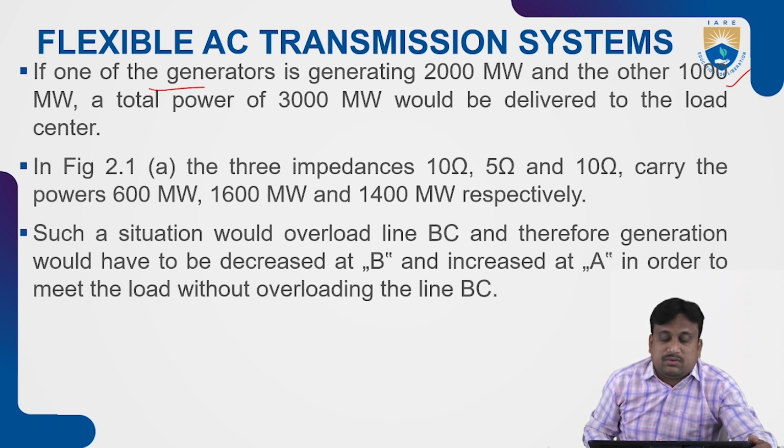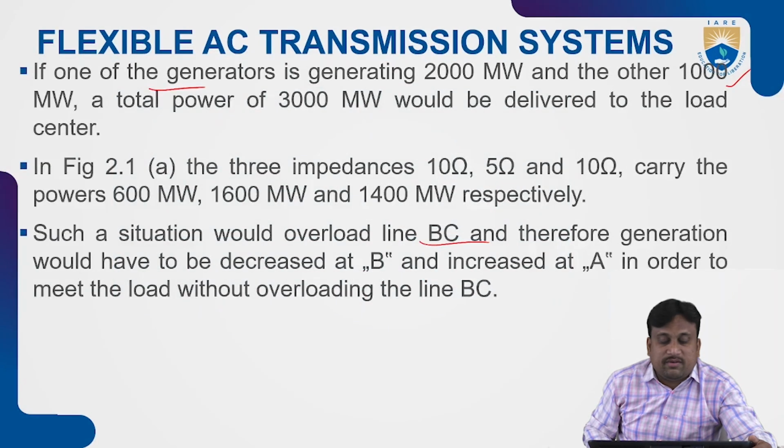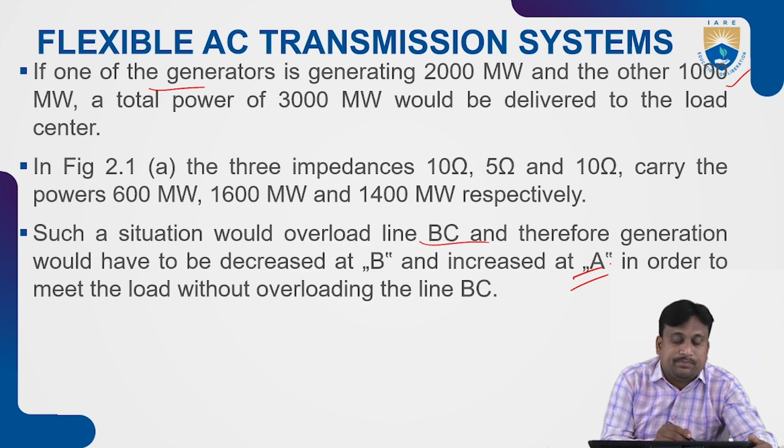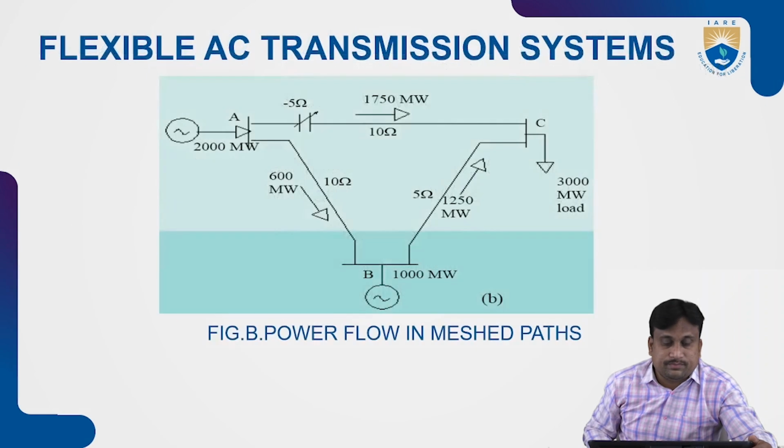Such a situation would overload the line BC, and therefore generation would have to be decreased at point B and increased at A. This is in order to meet the load without overloading the line BC.